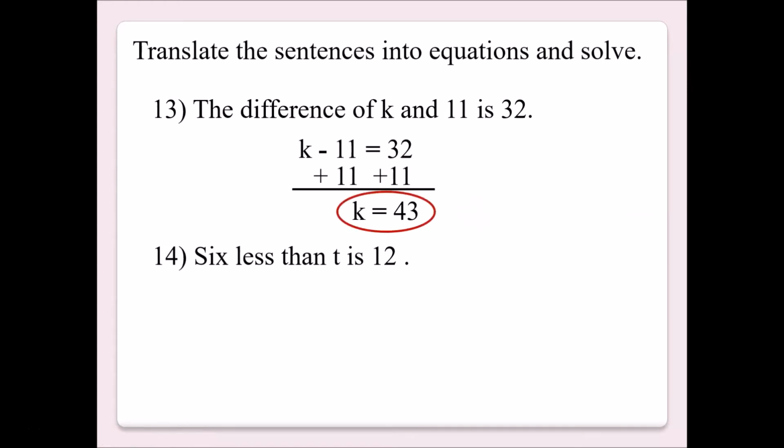Number 14, 6 less than t is 12. The word again here is less, so we have to subtract. But which one comes first? Are we going to write t minus 6 is equal to 12 or 6 minus t is equal to 12? Now, every time you see the word less than, this is the number you subtract from the second one. So t minus 6 is equal to 12, and to solve for t, we simply add 6 on both sides, and that will give us t is equal to 18.